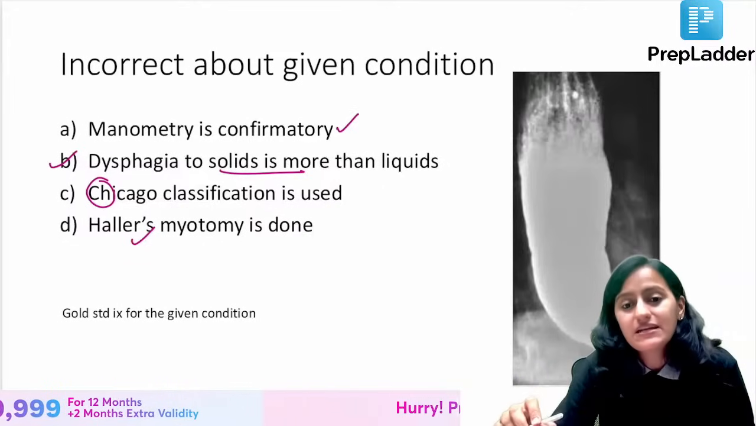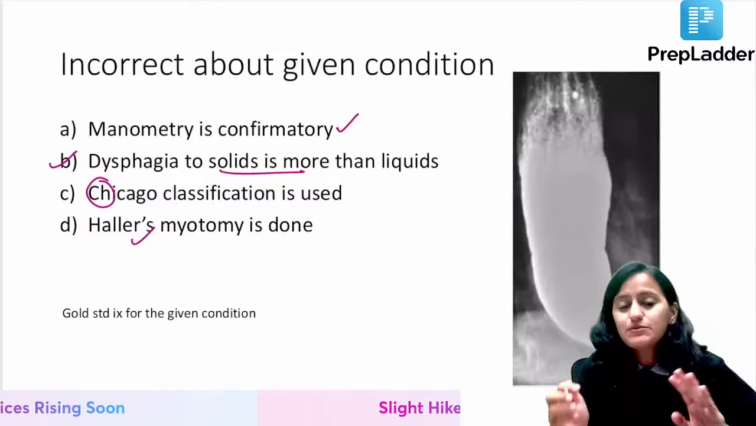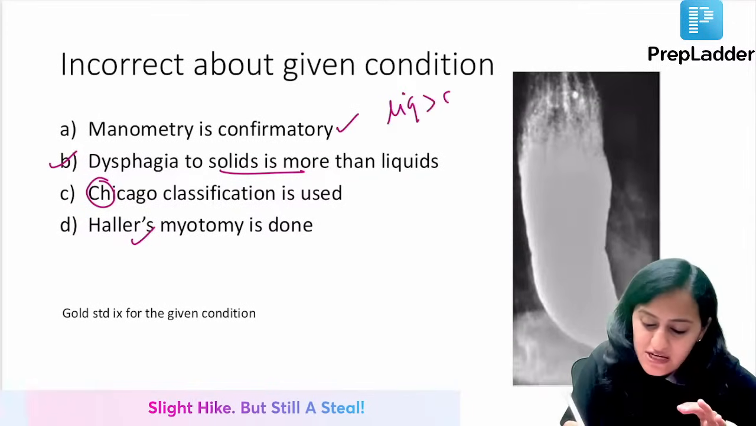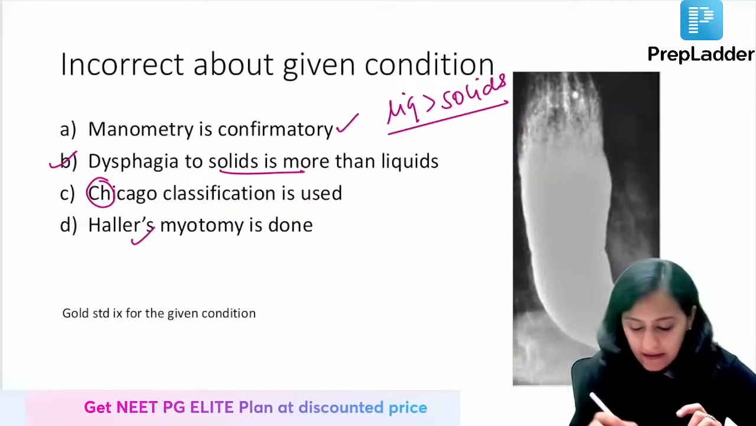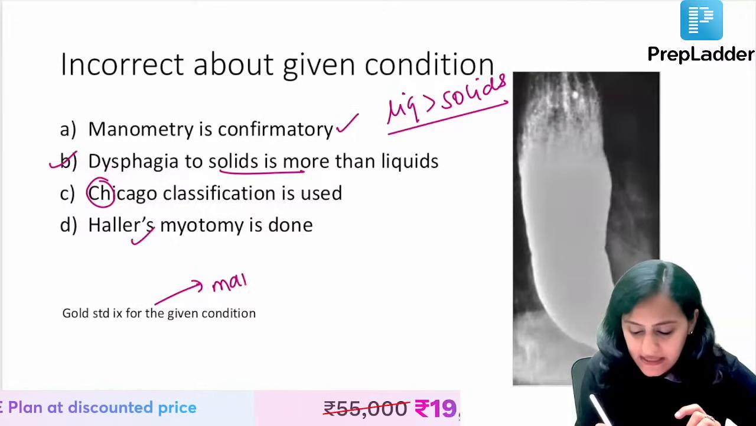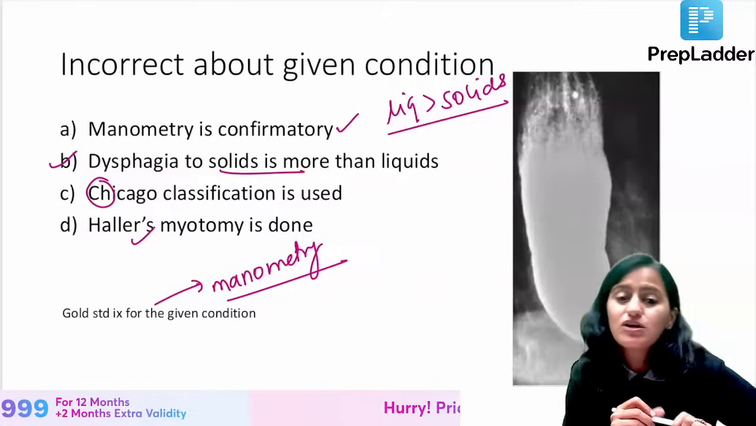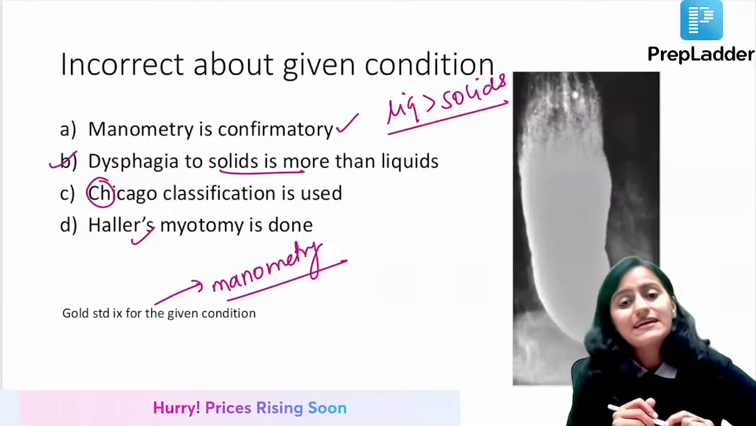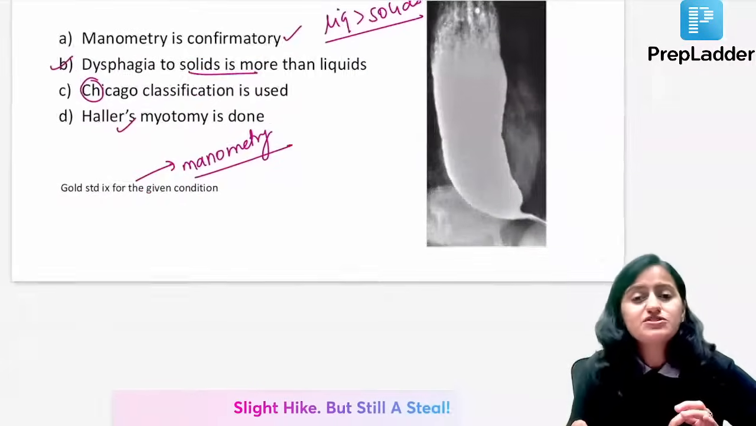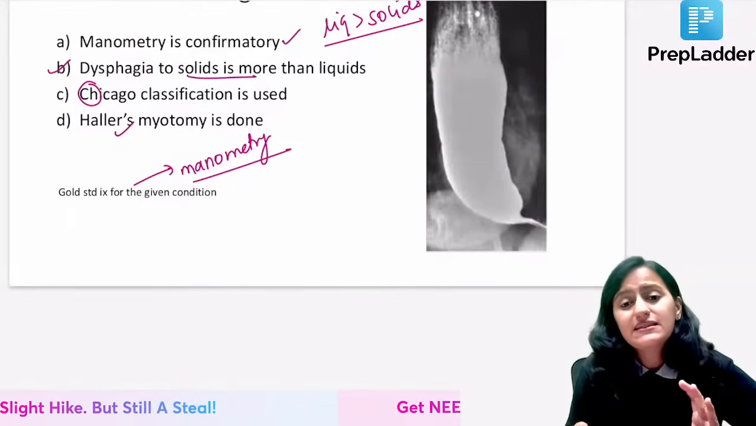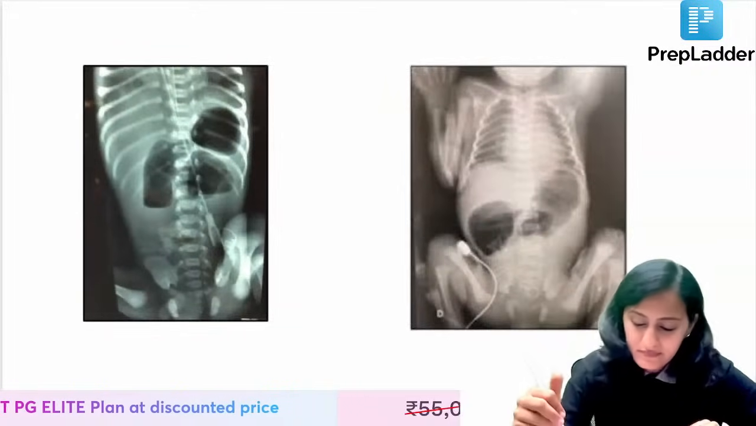This is incorrect. Remember, the solids with their weight, with their pressure, will open the LES. The liquids cannot do that. The dysphagia to liquids is more than solids in achalasia. The gold standard investigation is manometry, not the 24-hour pH monitoring. That is done for GERD, for acid reflux. This is showing this bird beak appearance. The dilated sigmoid esophagus is there. This is achalasia cardia.